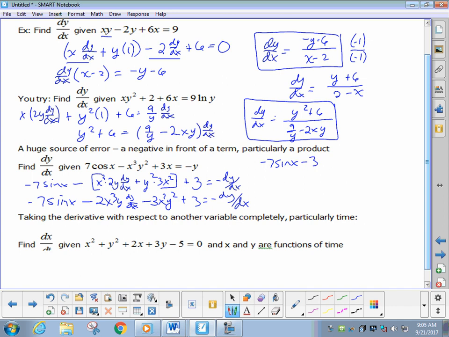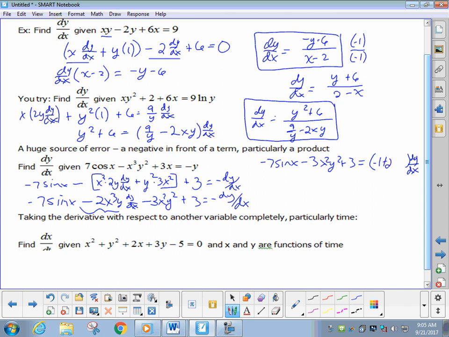Negative 7 sine of x minus 3x squared y squared plus 3 stays on the right. They're already on the right, so let's just leave them there. The dy dx terms, once I get them all on the right side, I'll factor out a dy dx. What's on the right side inside the parentheses? Negative 1. What's here when I take out dy dx? Negative 1. And then what's here once I move it over?